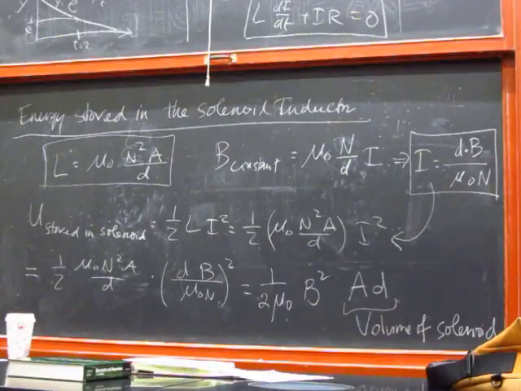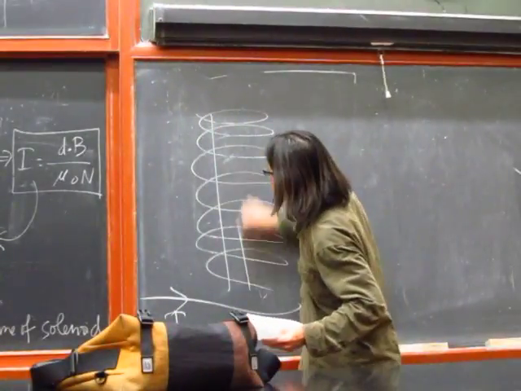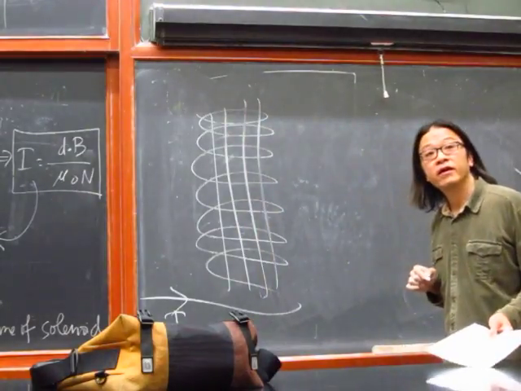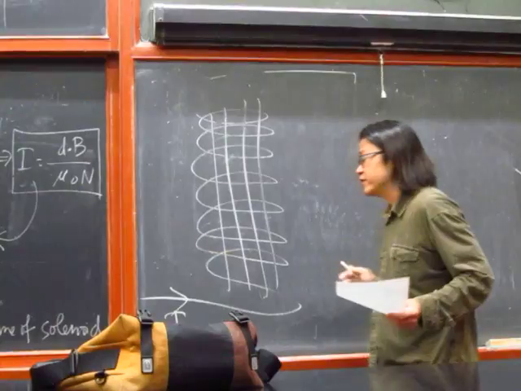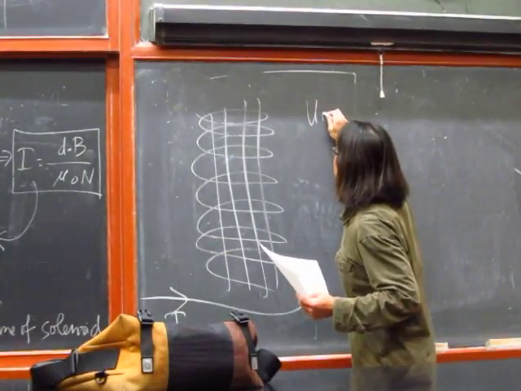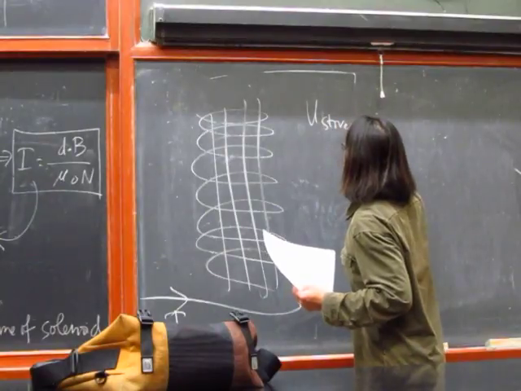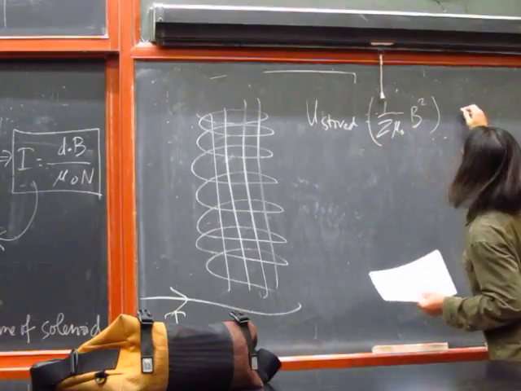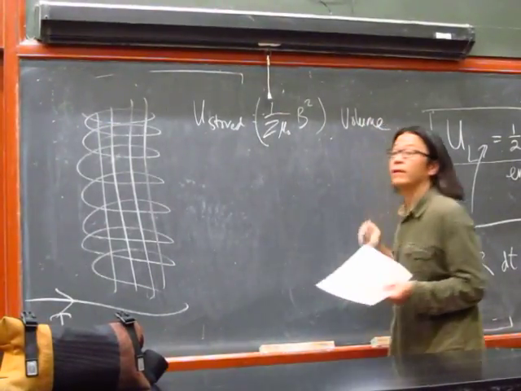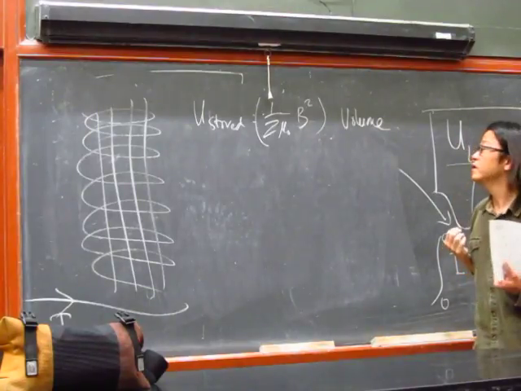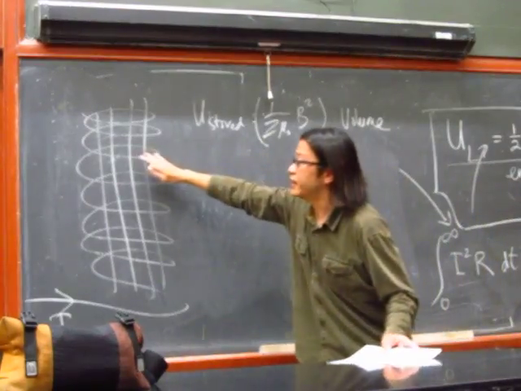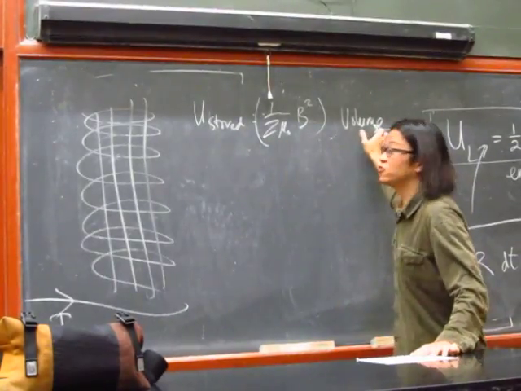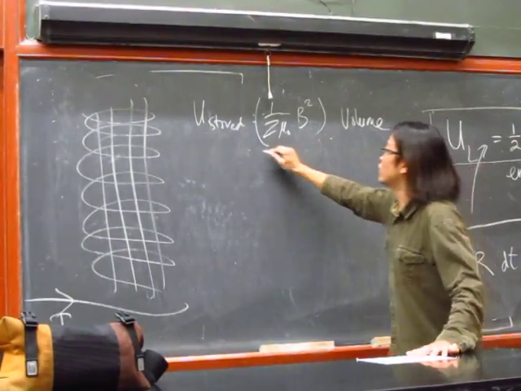Just to draw it, if I have a solenoid, forget about all the fringe effects, there's current I flowing through it and there's a B field everywhere. Then the total energy stored is 1 over 2 mu naught B squared times the volume. So the energy stored in the inductor is proportional to volume, and the energy stored per unit volume is given by that.